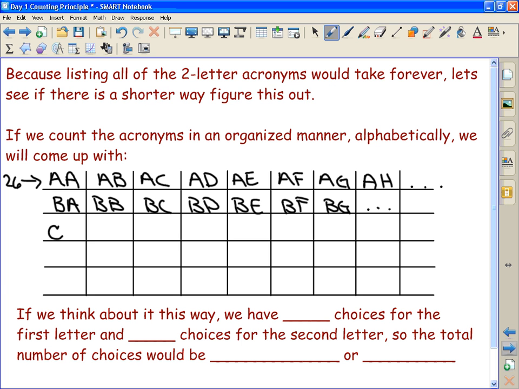We could move to the C's. CA, CB, CC, CD, CE, and so on. So it'd be 26 that start with C. We could do the same thing with the D's. DA, DB, DC, DD, and so on. We could do it with the E's.